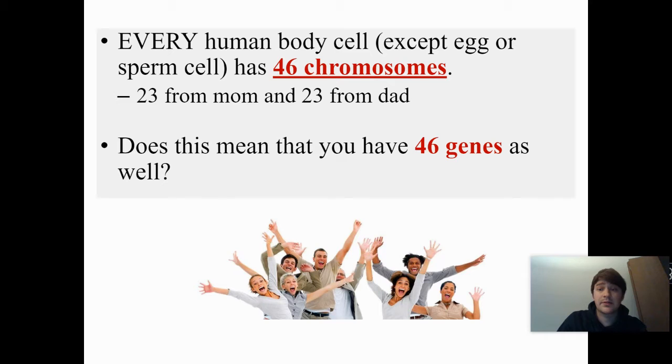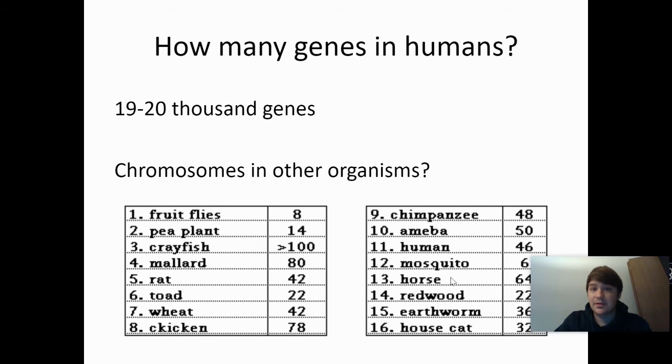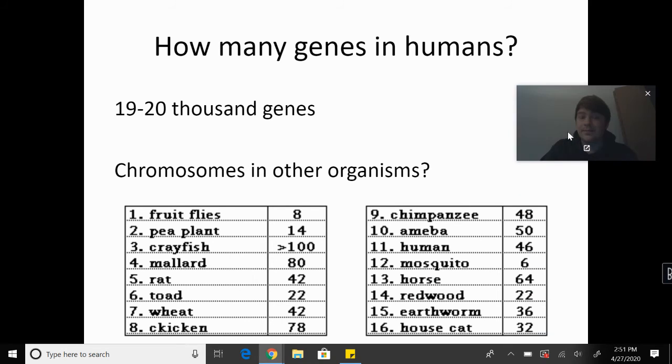Does this mean we have 46 genes as well? Well, that begs the question, what is larger, a gene or a chromosome? The answer is a chromosome is significantly larger. A gene is a small segment of DNA that codes for a trait. We might have thousands of those genes on a single chromosome. We have a lot more than 46 genes, I'll tell you that much. Somewhere between 19 to 20,000 genes in 46 chromosomes. That's a lot of genes.